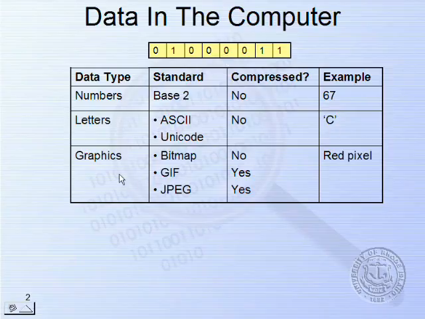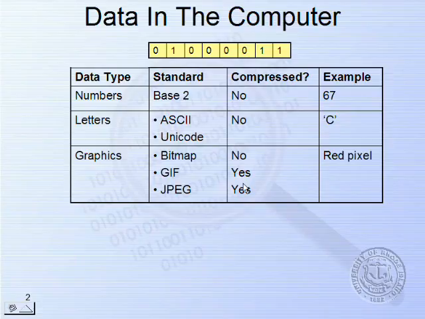We also looked at graphics. We saw that this byte might be a single pixel of a color, like red. What the byte actually means is determined by the standard that the graphic file is saved in. If it's saved as a bitmap, which is an uncompressed format, it will have a color palette associated with a bitmap. GIF has a different color palette, and so does JPEG.